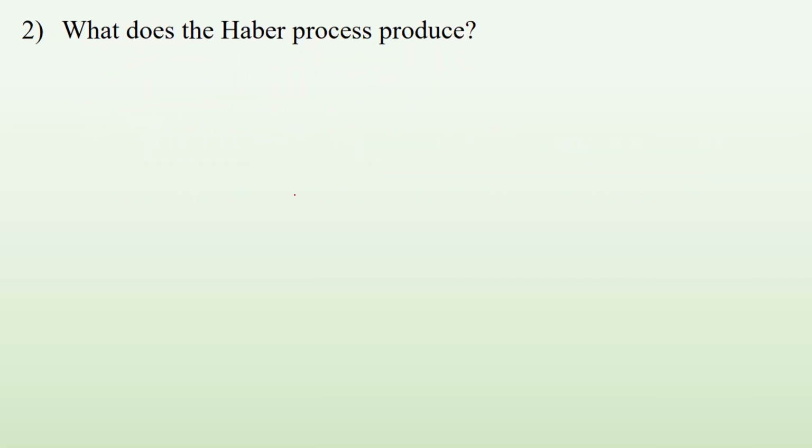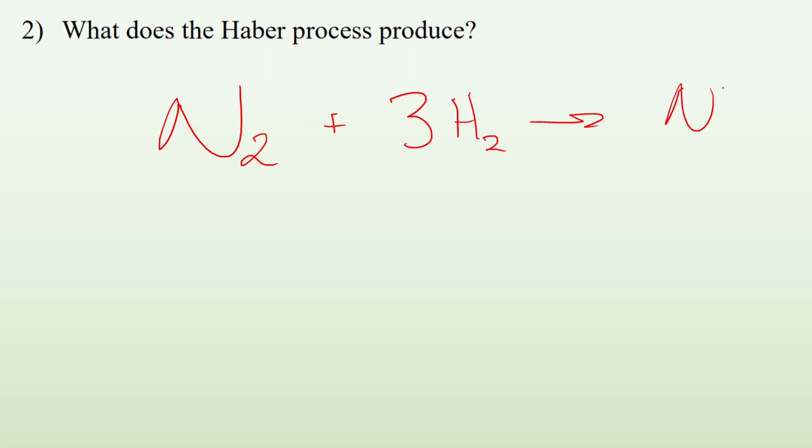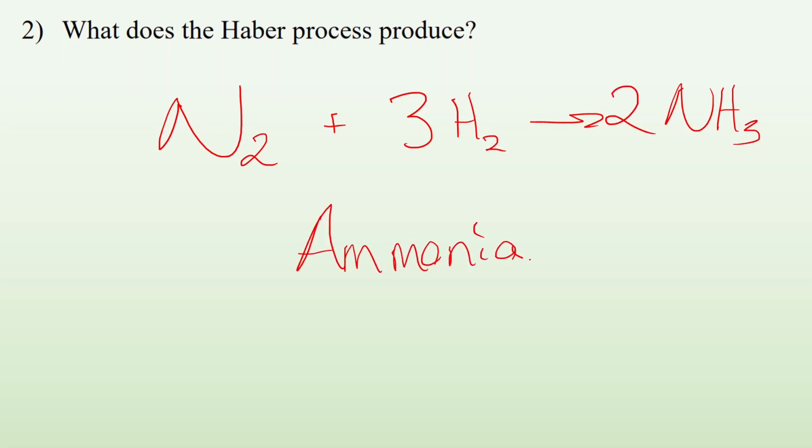Number 2, what does the Haber process produce? The Haber process is where you take nitrogen, N2 gas, which is in the atmosphere and abundant, and you add H2 gas to it so that you can end up making NH3, which is ammonia. This is an important chemical compound for things like fertilizers and such. So that is the Haber process.